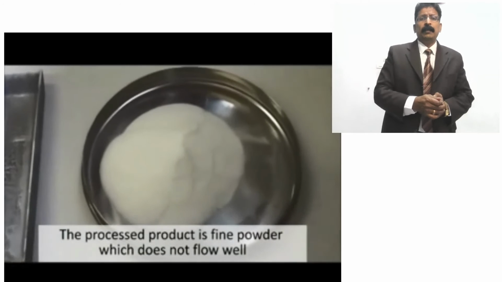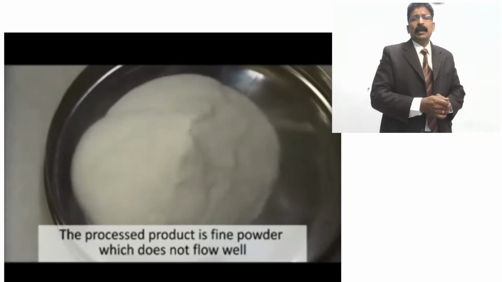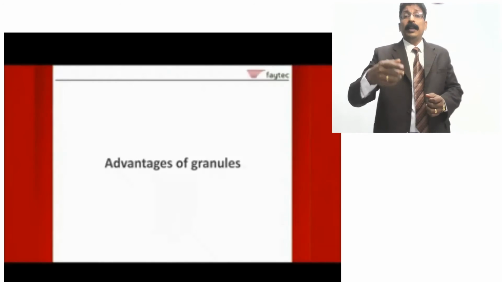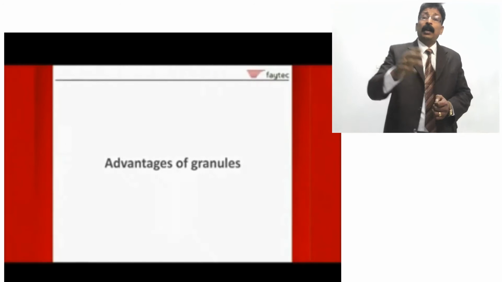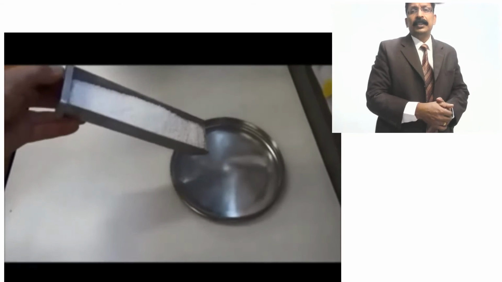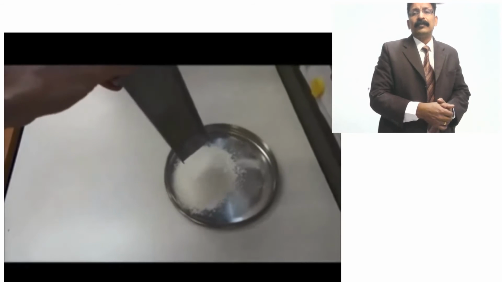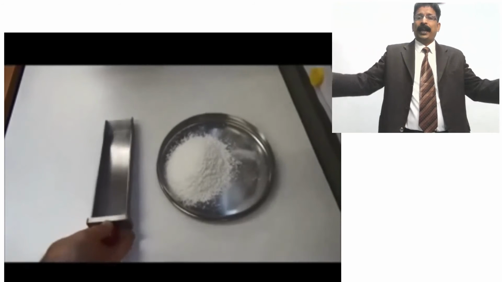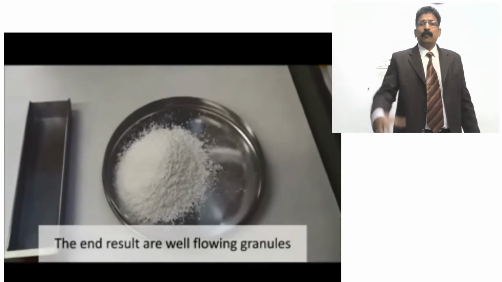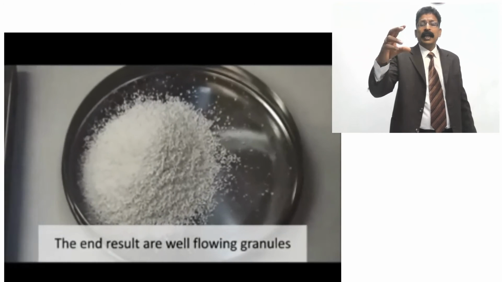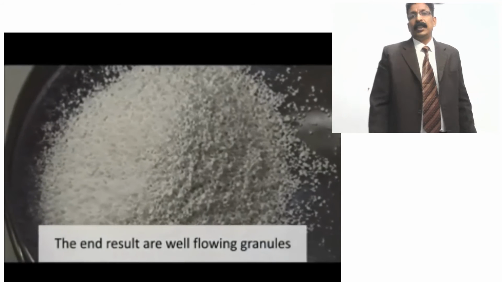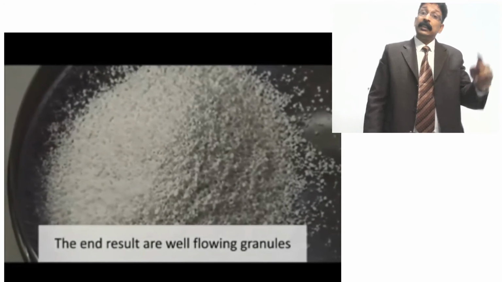You can see this is the process from the fine powder, and this is the advantage of granules. For example, this powder is made into granules. See how the granules spread and how they stand. The result is that they flow well, and at the end the flow of the granules can be controlled. So this is powder, and this is granules.